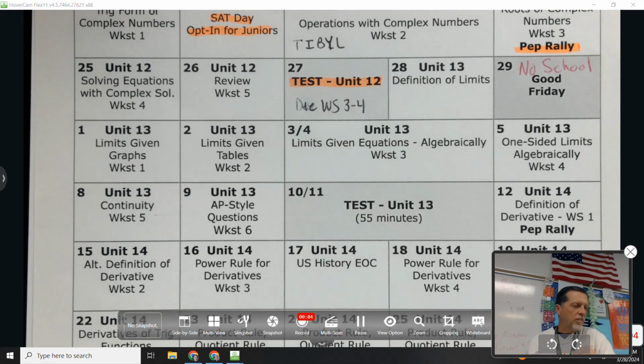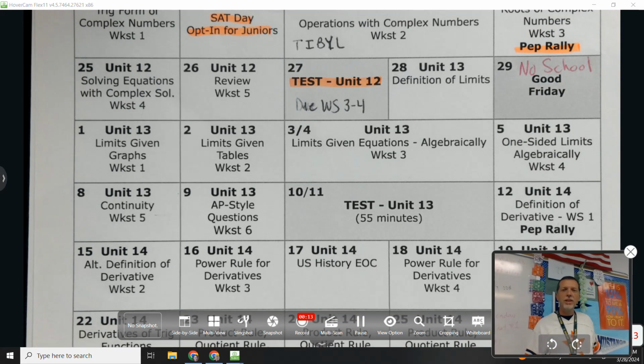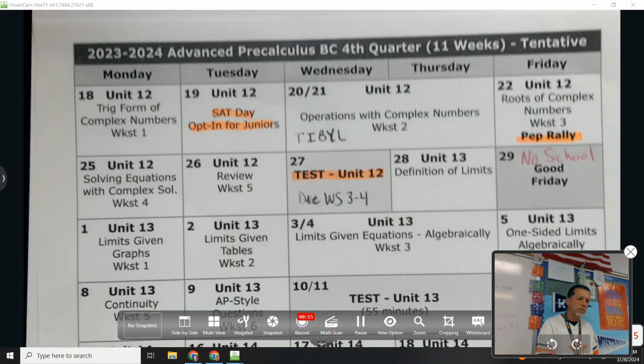Okay, so start of a new unit, limits and continuity. Again, this is the start of a calculus curriculum, but hey, this is pre-cal BC, so we've finished the pre-cal stuff. We're going to start the calculus stuff.